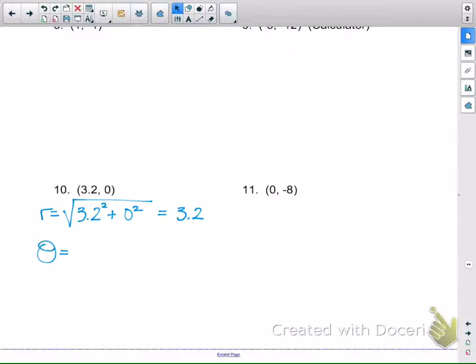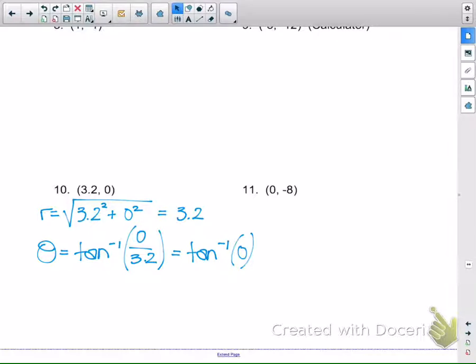Now, theta. This one, notice, does not say calculator, even though it's got those decimals. You're going to see why in a second. I'm going to do the inverse tangent of what over what? 0 over 3.2, which is just the inverse tangent of what? 0. So my question to myself is, where is the tangent equal to 0? Think about your chart. Tangent is 0 where? 0, 0, pi, 2 pi. All right.